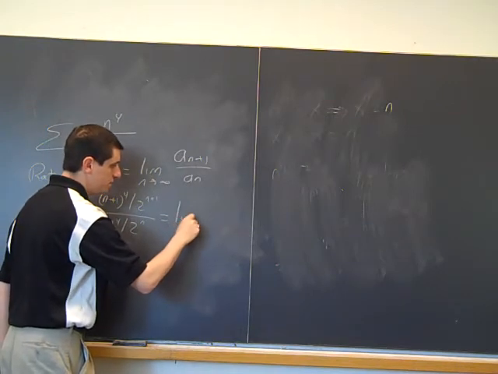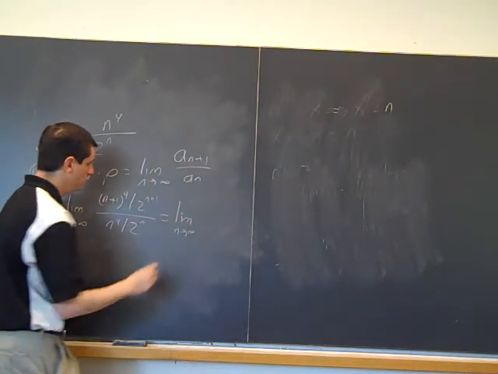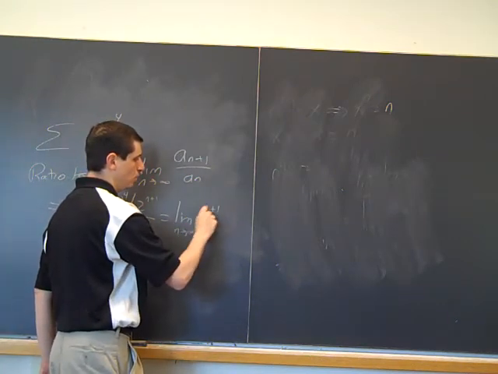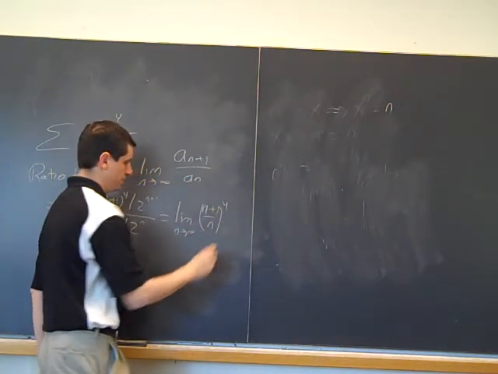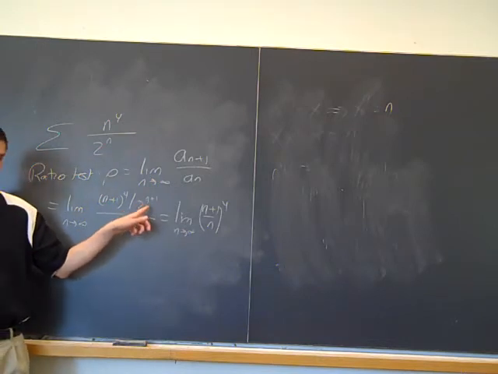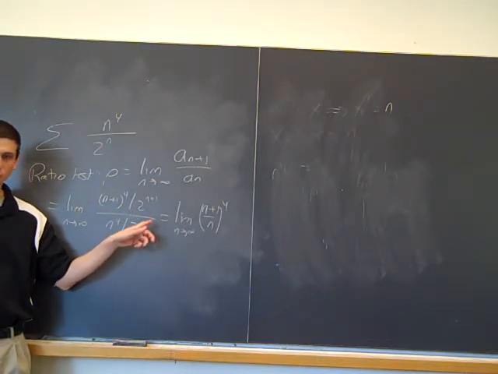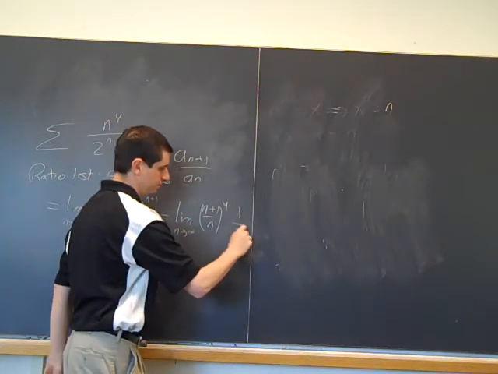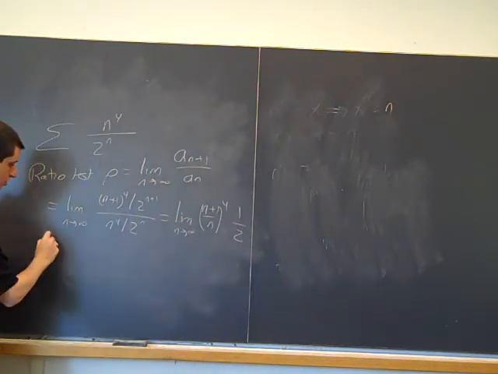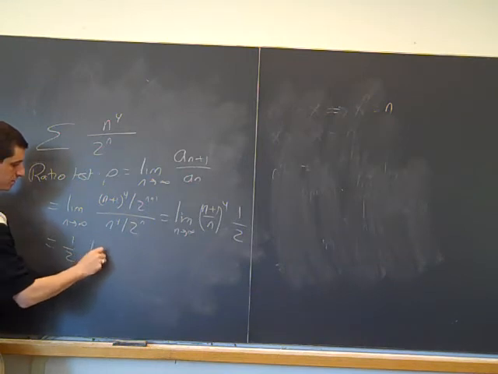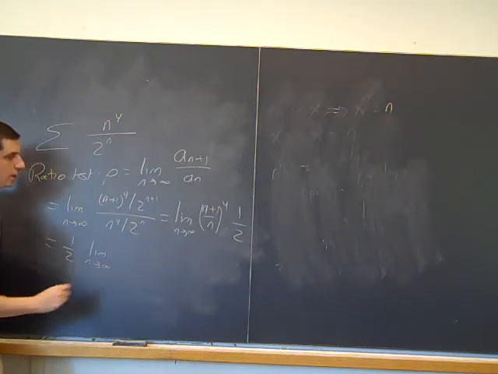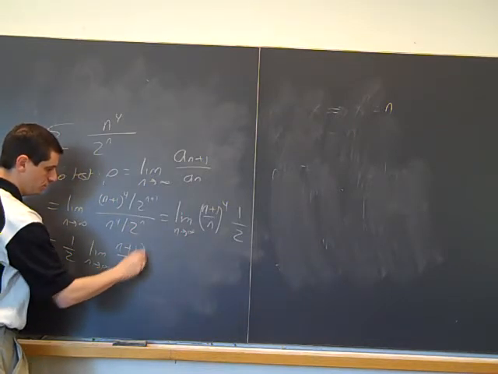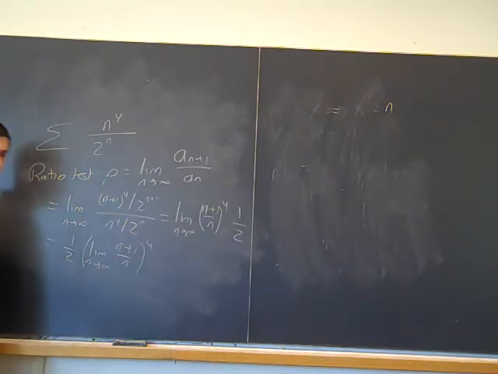So this is now the limit as n goes to infinity. Well, I have (n+1)^4 over n^4. This is (n+1 over n)^4. I have divided by 2^(n+1). I have 2^n over here. So the 2^n comes up, and I have a 1/2. So this is just going to be 1/2 times the limit as n goes to infinity of (n+1 over n)^4. Well, I can use the product rule.